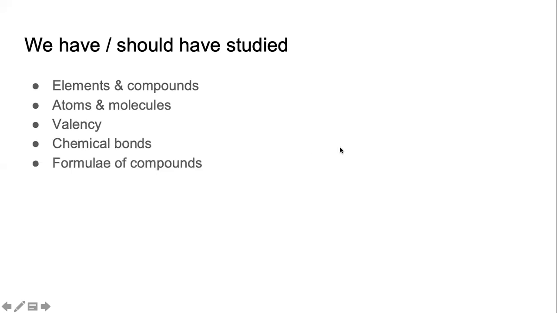We also need to understand chemical bonds. What are the two types of chemical bonds? Anyone, if you remember? What are the two types of chemical bonds? One is ionic, correct? What's the other one?